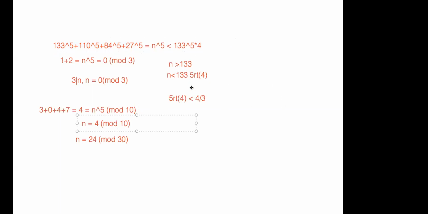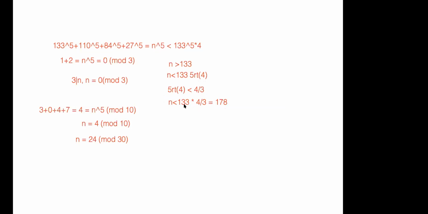So from here, we can do a bit of trial and error and determine that the fifth root of 4 is less than 4/3. So that's a bit more of a bound. So now we have that n is less than 133 times 4/3, and that's equal to approximately, let me calculate real quick, 178-ish. So now, 177, 178-ish after calculating.